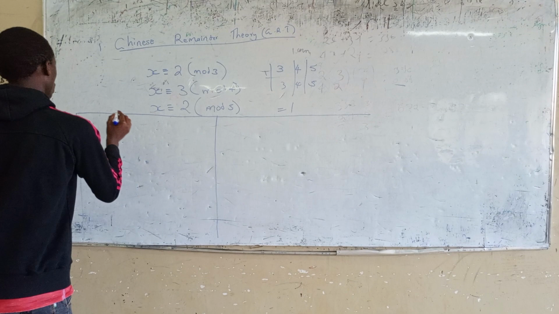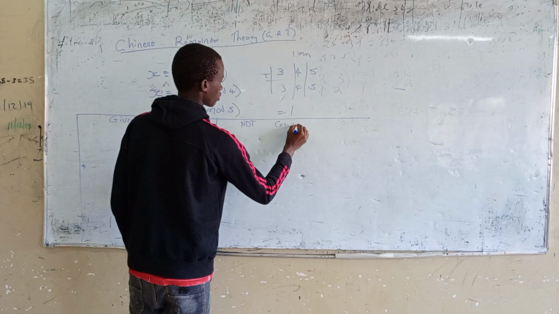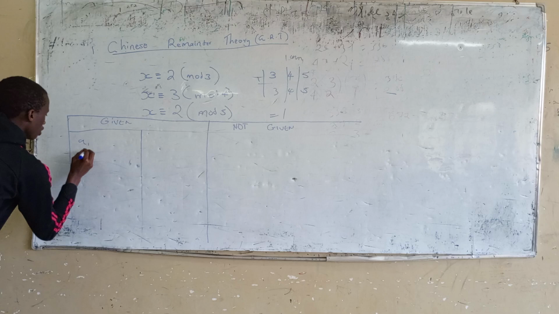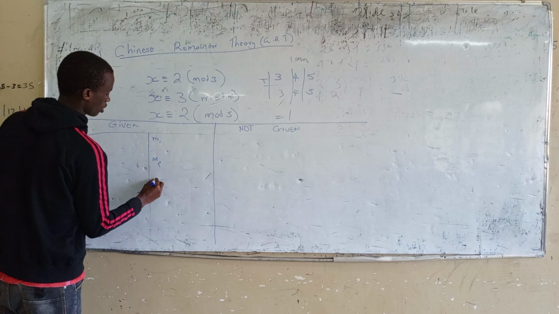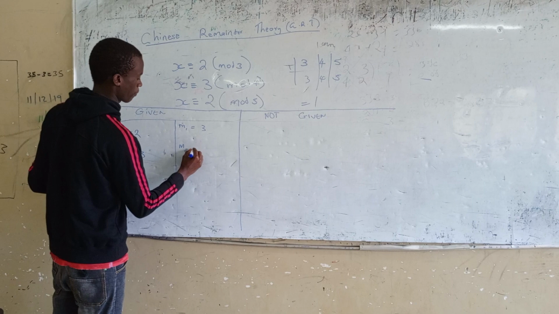So here we are going to have the given and here the not given. In this system, you have been given a1, a2, then a3, and at the same time you have been given m1, m2, then m3. a1 is equal to 2, 3, and then 2 again. Then here you have been given 3, 4, then 5.